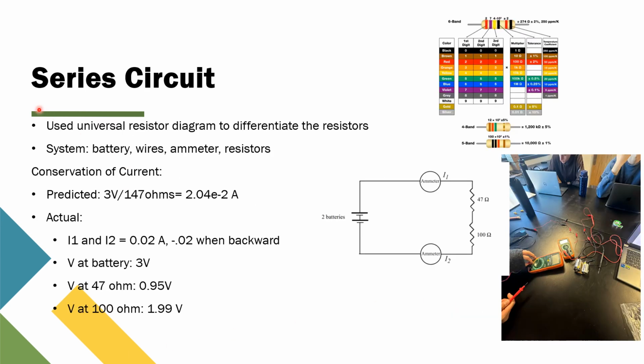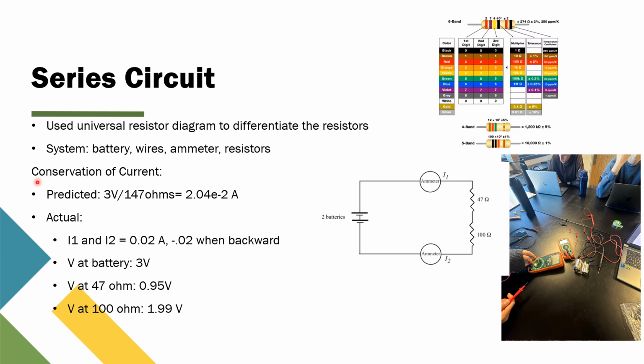In our first part, we made a series circuit, and we were given a battery, wires, an ammeter, and resistors. And then to find the resistance, we had to use this universal resistance diagram to figure out which one was the 47 ohm and which was the 100 ohm one.